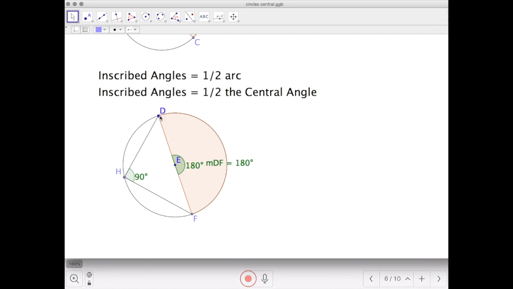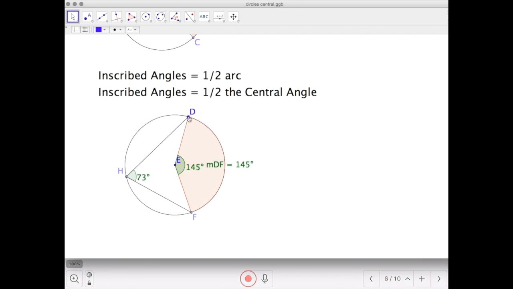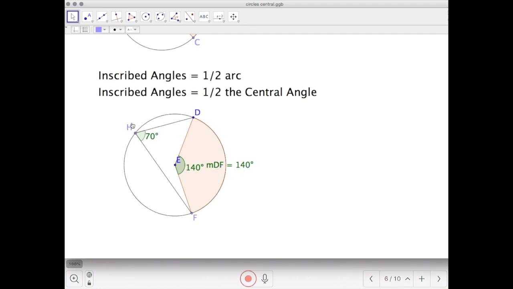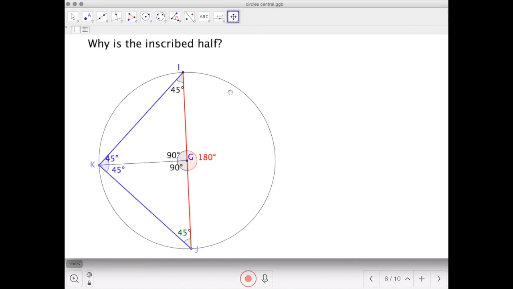And to show you that that would work for any inscribed angle, let me open up to, well, we'll pick 140. We'll pick something even. There we go, 140 degrees. You can see that 140 degrees is the central angle. The arc from DF is also 140 degrees. And no matter how I move point H, it's always going to be 1/2 of that 140 degrees. Well, it has to do with the fact that there are some isosceles triangles in this picture.